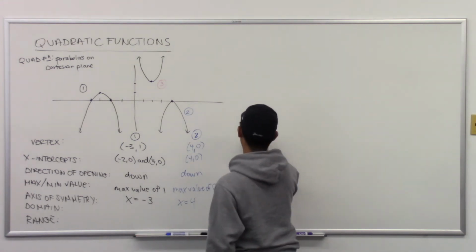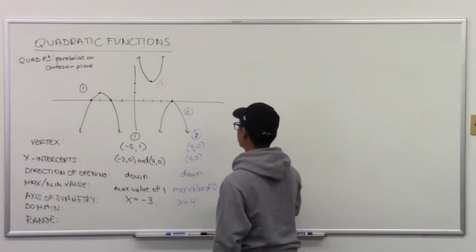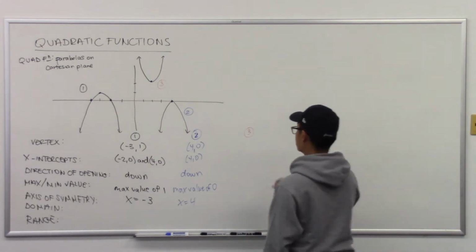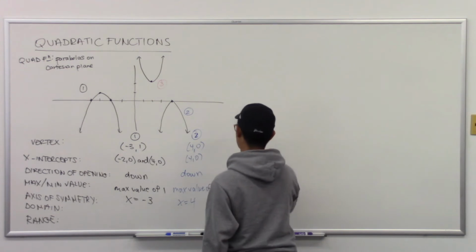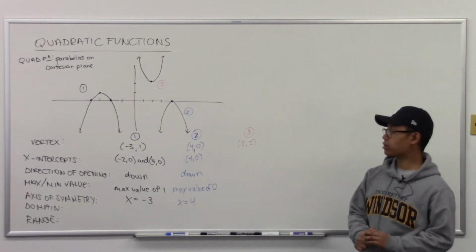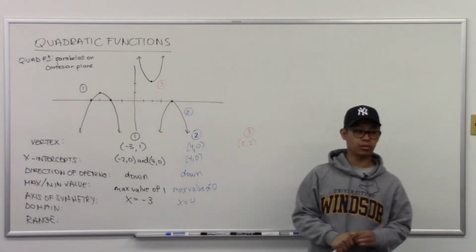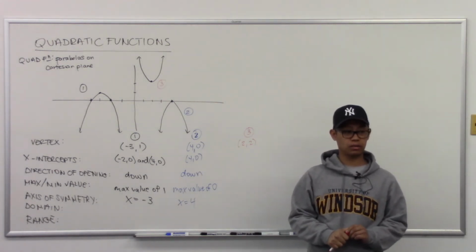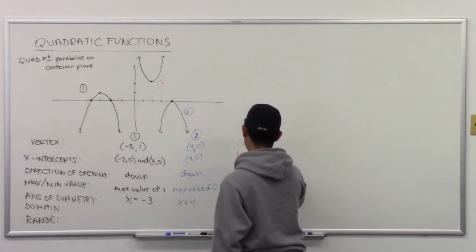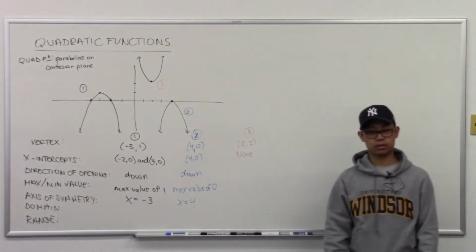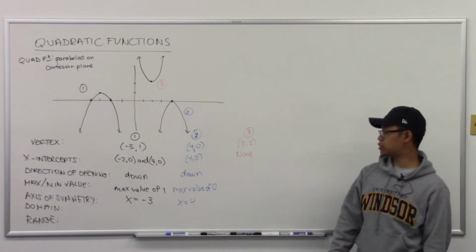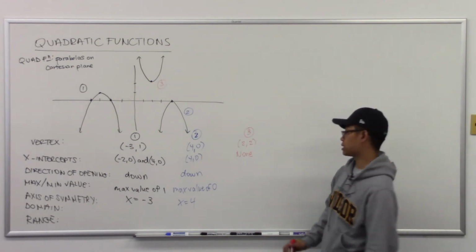Finally, number 3. Maya, give me the vertex on that. 2. Good. Jules, give me the x-intercepts on that. Tricky one. Yes, there are none. So what you write is none. Okay. Katie, give me the direction of opening on this one. Yeah, it's up.